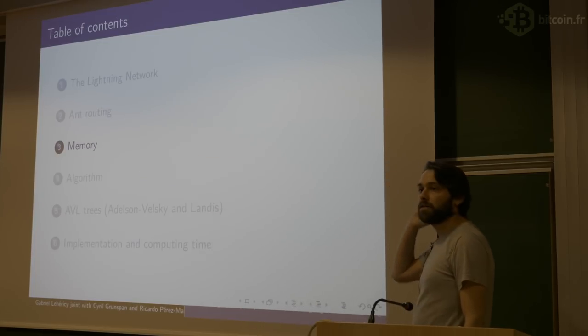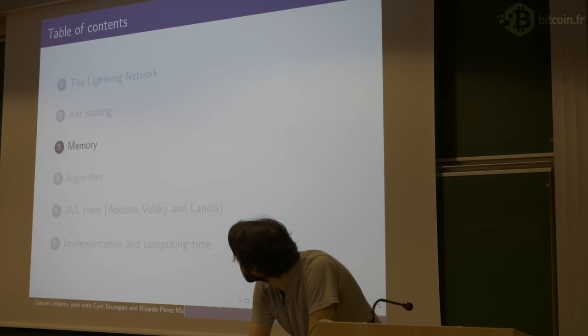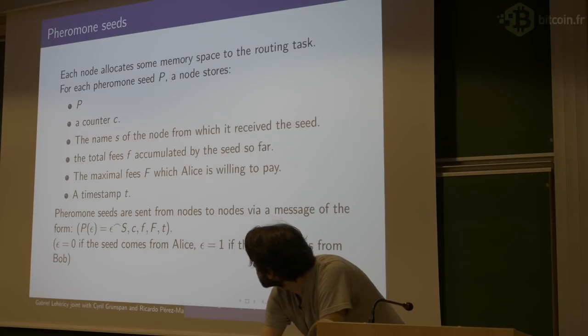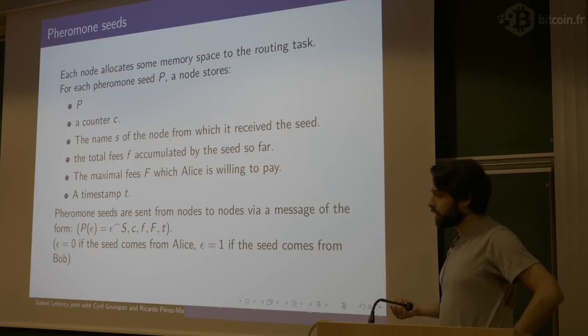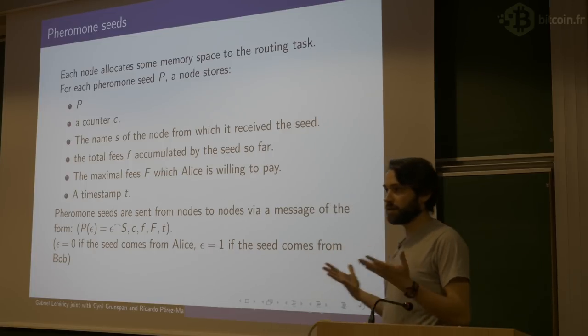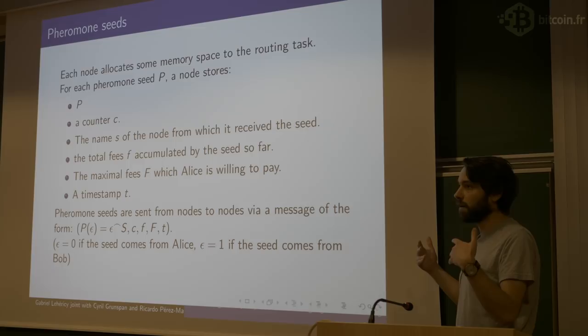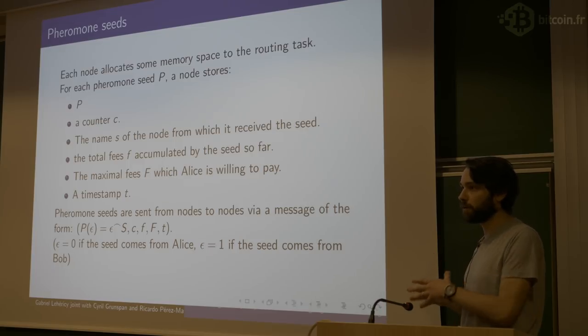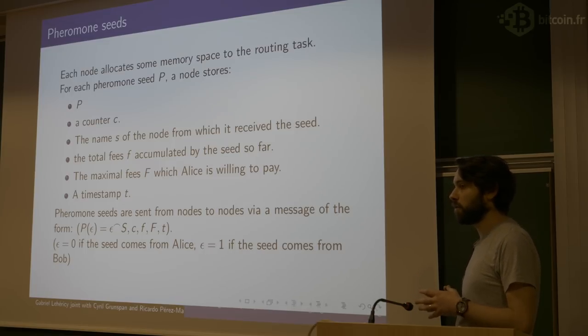Okay, so now I'm going to detail a bit more the algorithm, well, the ANT routing. So what do the nodes need to keep in memory? As I said, there are three kinds of seeds. All the nodes allocate space in their memory for the routing task. And this memory will contain three kinds of seeds, because they are the pheromones, the matched, and the confirmed seeds.